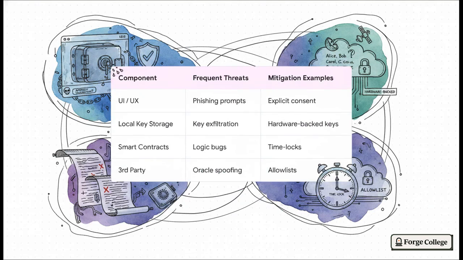Notice how a wallet is separated into these distinct boundaries. You've got the UI, local key storage, smart contracts, and third-party integrations. Each boundary is its own beast with completely unique vulnerabilities. I mean, a phishing prompt in the UI is totally different from a re-entrancy bug in your smart contract. You cannot fix a sneaky UI trick with formal contract verification, and you absolutely cannot fix a smart contract logic bug by just slapping a confirmation screen on the front end.